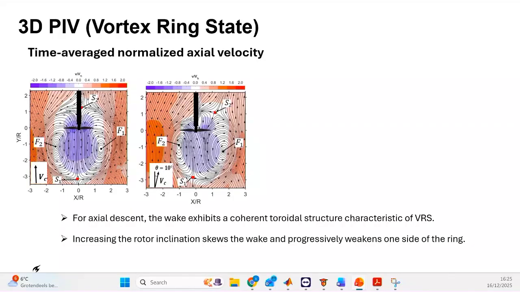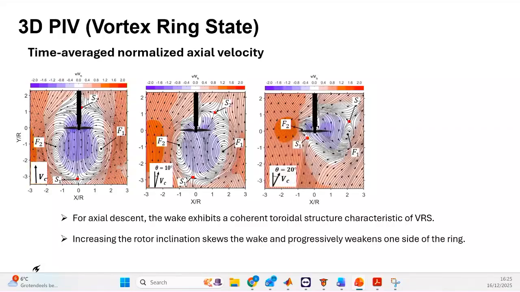However, here we can see how this structure starts rotating in this way. And also here we can see how the foci move upstream, and also how the different saddle points S1 and S2 change their position relative to the axial conditions. But what happens if we keep increasing the inclination? We have this topology.